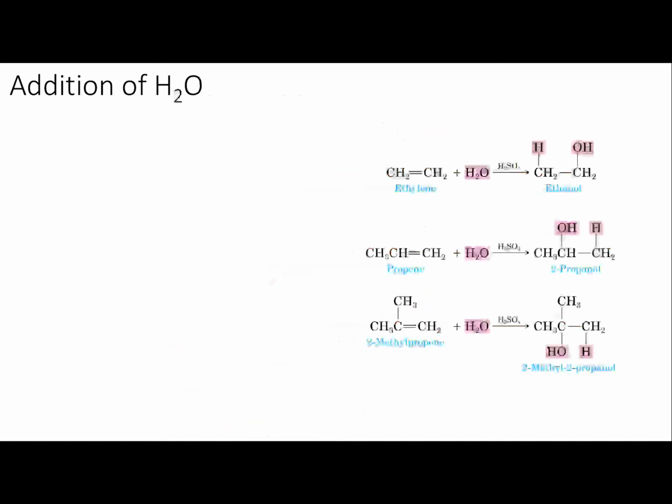All right, let's look at the addition of water. So the first step here is going to be, wait a minute.